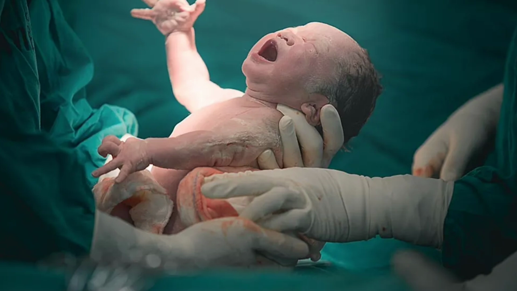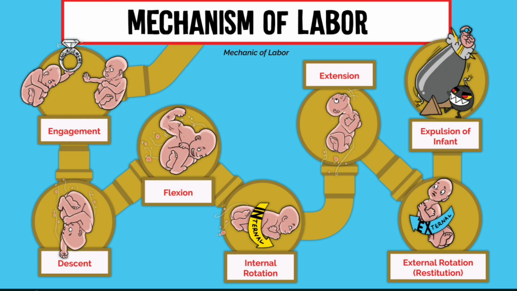So these are all the mechanisms we have to remember when you are writing the exam as well as the practical. Finally, I will give a small recap of this topic. Our first mechanism is descent, second engagement, third neck flexion, fourth internal rotation of the head, fifth crowning, sixth extension of the head, seventh external rotation and restitution, and the eighth one lateral flexion or delivery of the shoulder. Here the main important points are downward traction and upward traction.